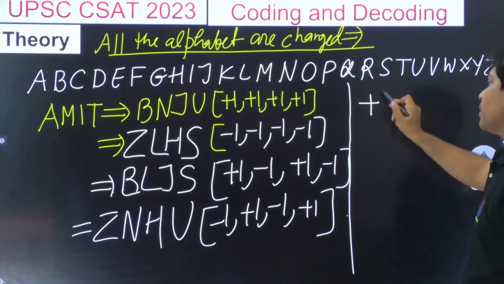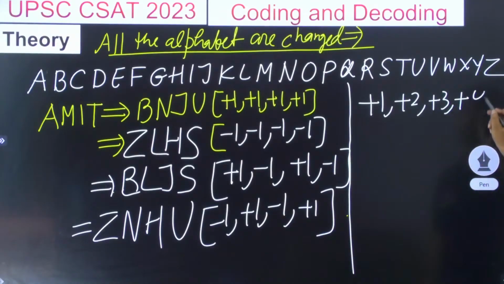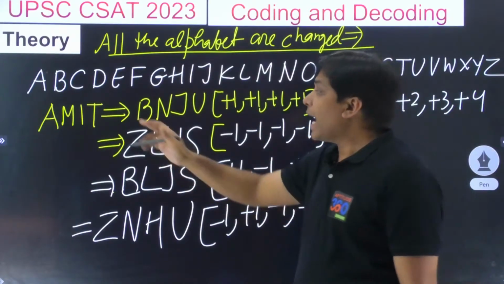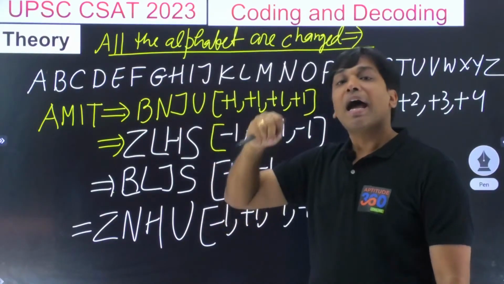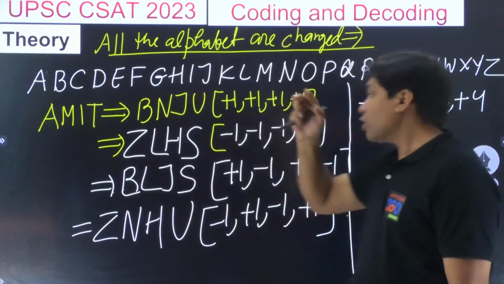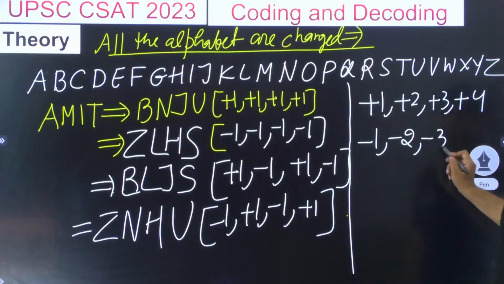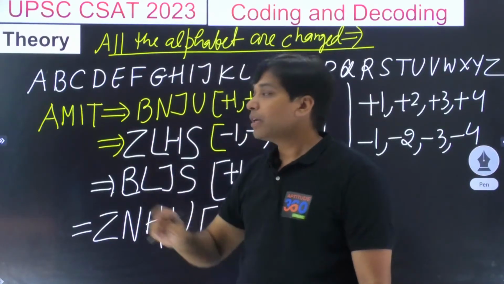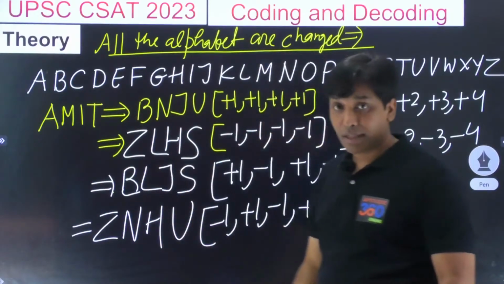So this can be what? +1 and then +2 and then +3 and then +4. So A will be moving ahead by 1 step. M will be moving ahead by 2 steps. I will be moving ahead by 3 steps. And T will be moving ahead by 4 steps. Or there is a possibility that it goes like -1 and then -2 and then -3 and then -4. Or A goes 1 step backward, M goes 2 steps backward, I goes 3 steps backward, and T goes 4 steps backward. There is a possibility.